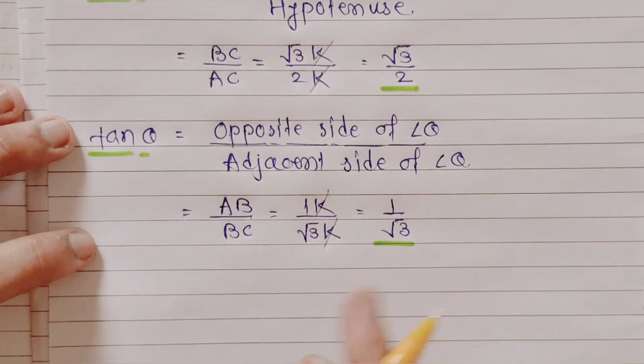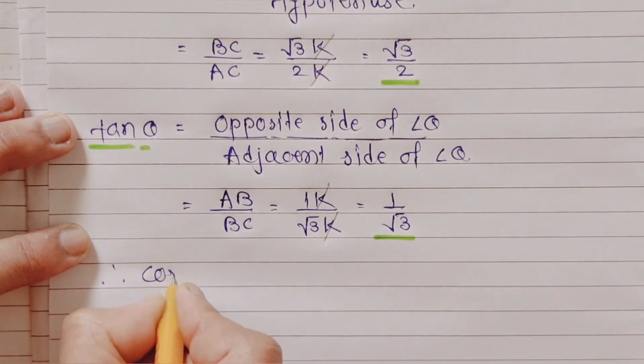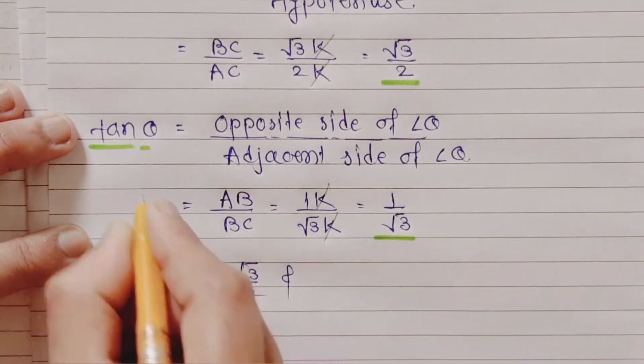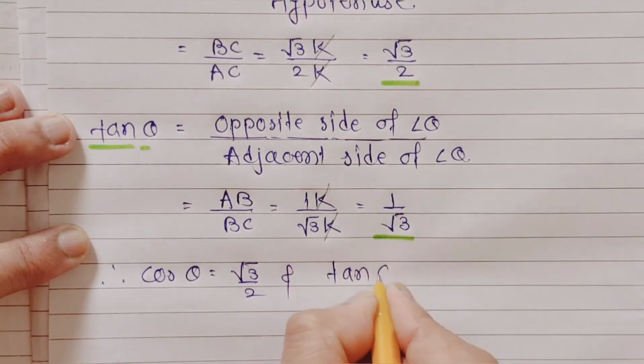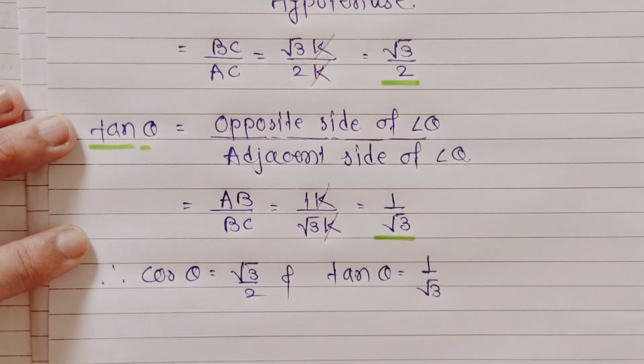So therefore we can write, therefore cos theta is equal to root 3 upon 2 and tan theta is equal to 1 upon root 3. Is it clear? It is our answer.